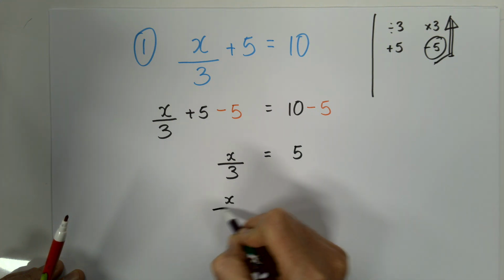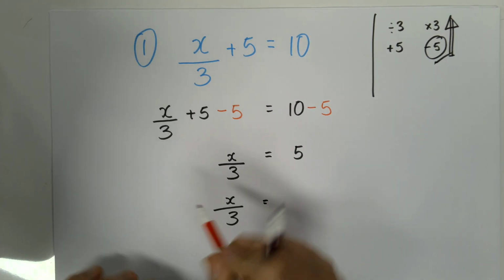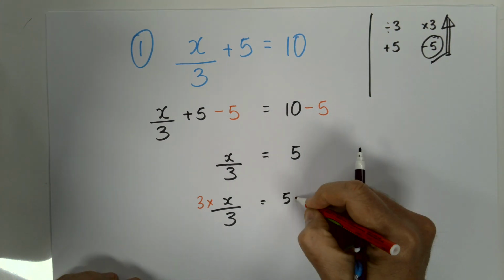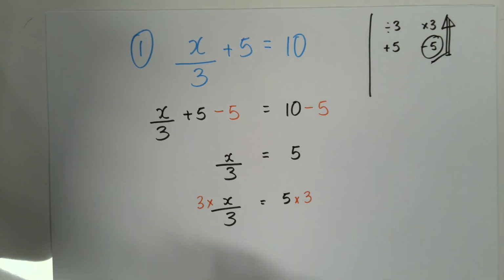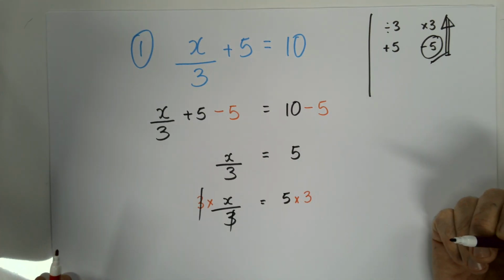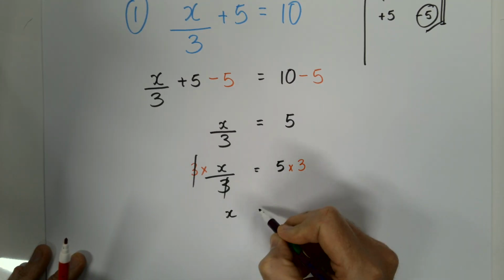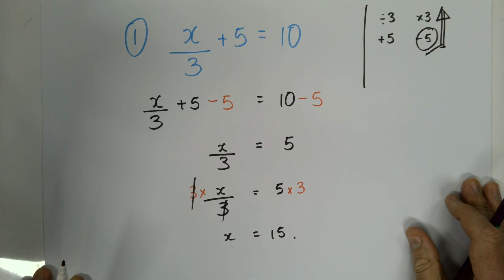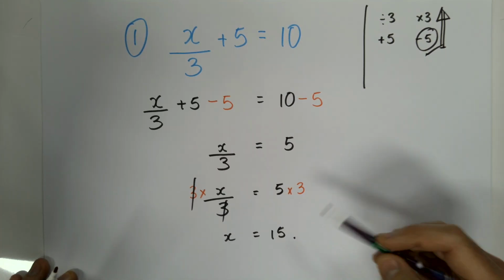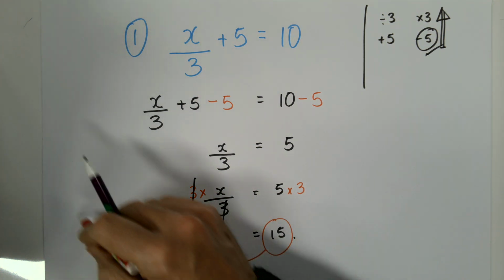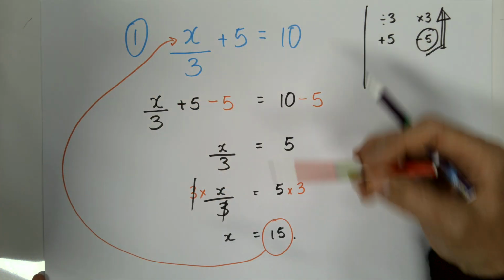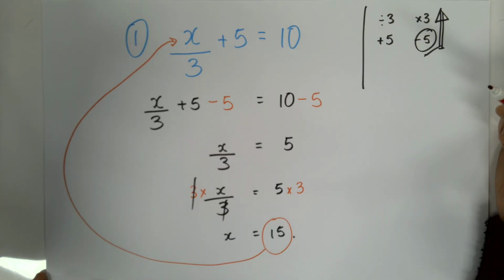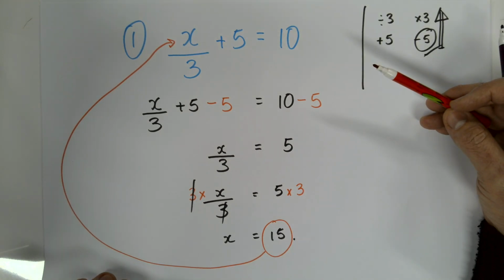All right, so I've got x over 3, multiplied by 3 there, and now I've got 5, and I'm going to multiply by 3. They cancel nicely, okay, and 5 times 3 is 15, and that's my answer. And again, you should know whether you're right, because we get this back up into there. 15 divided by 3 is 5. 5 plus 5 is 10. Done. Let's do one more.